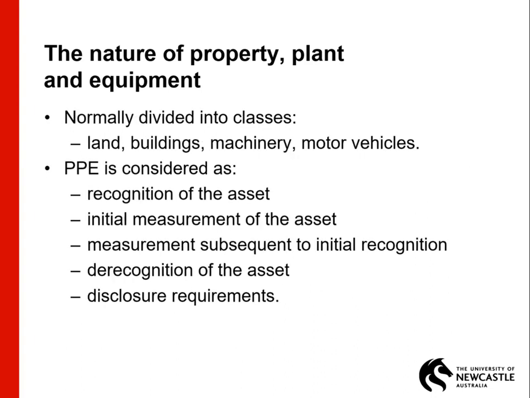Property, plant and equipment are normally divided into classes. Some common examples of classes would be land, and a separate class for your buildings, the reason being that land is not depreciated and buildings can be, machinery, motor vehicles. Other groupings might be office equipment, ships, furniture and fixtures, and bearer plants when we discuss biological assets. This grouping is particularly relevant when we look at the revaluation model.